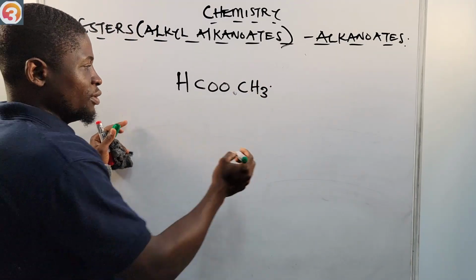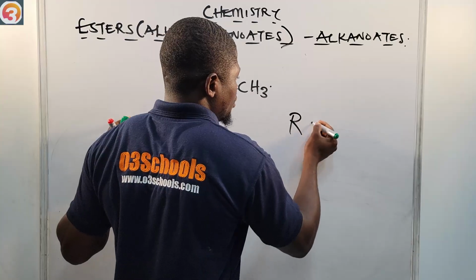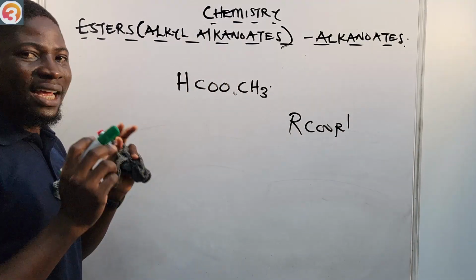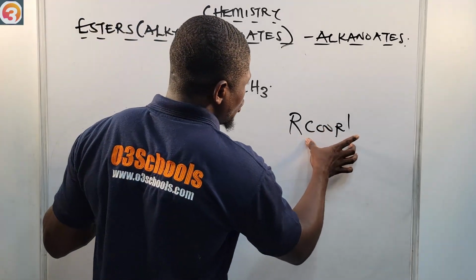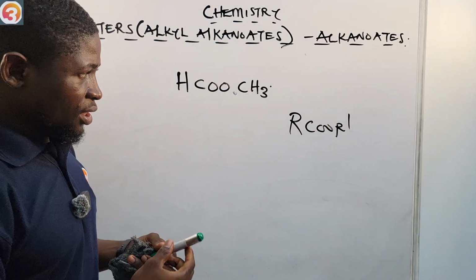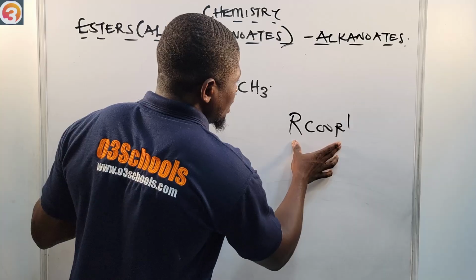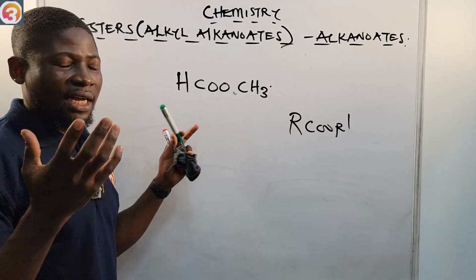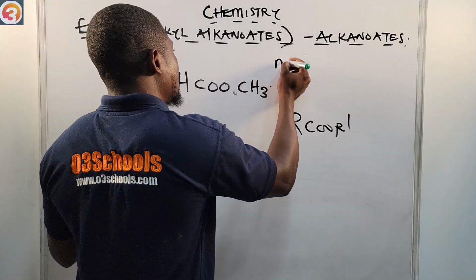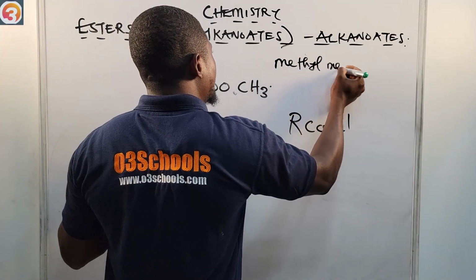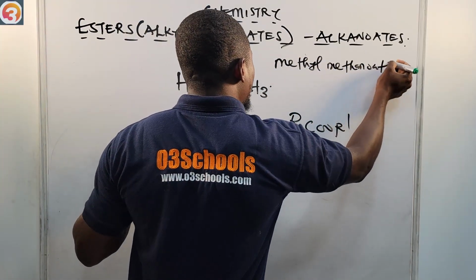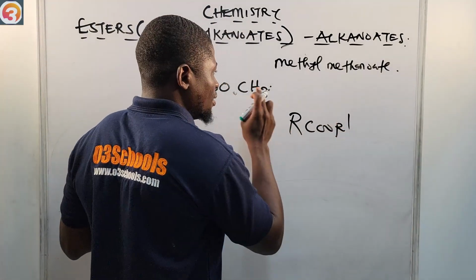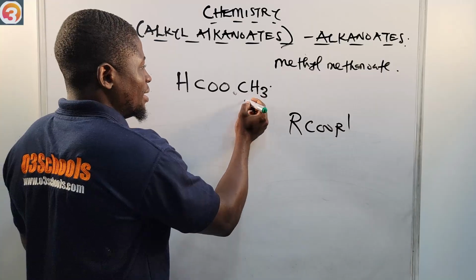As you see, we set out R COOR prime to be our general formula for esters. We said that these two R groups may be the same, or they may be different. For this case, if the R group here is hydrogen, that's where we get our simplest ester, methyl methanoate. If this R group is hydrogen, and the R group on the other side is a methyl group, that's how I have methyl methanoate.